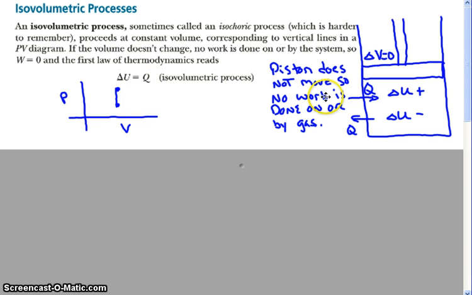All we're doing is thermally exchanging heat in or out. So it would either be like having a candle flame underneath the piston cylinder and not letting the piston move, or putting it in an ice bath and letting heat exchange out of the cylinder, and not letting the piston move up or down. All right.